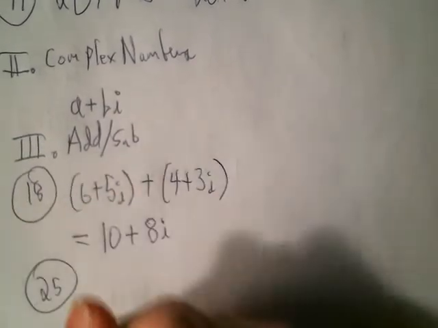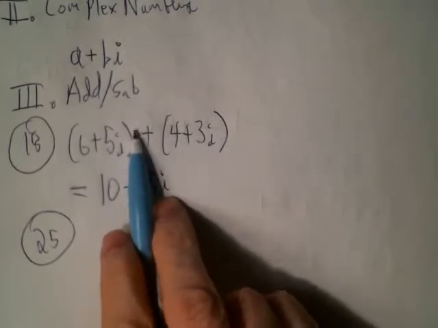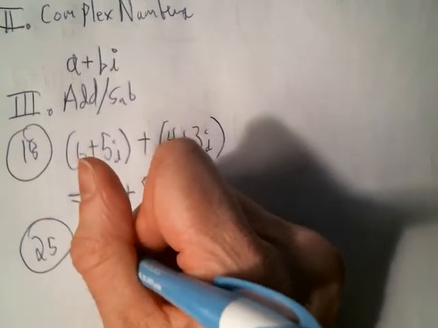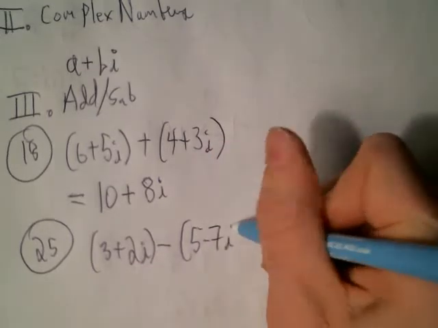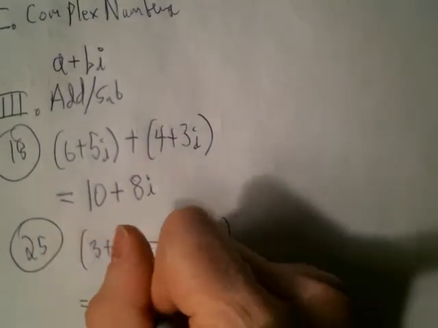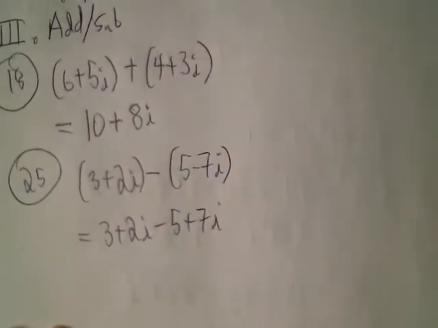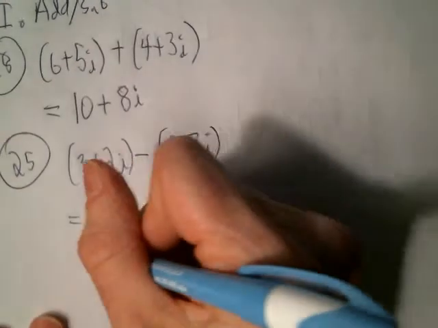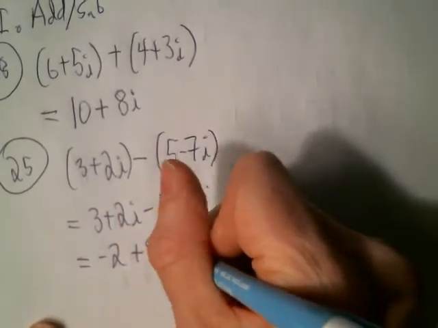To do subtraction of complex numbers, if it has the real and imaginary parts, you have to distribute. Okay, so 25 in particular, 3 plus 2i minus 5 minus 7i. So to pull this off, the first thing you have to do is to distribute the negative. So this will be 3 plus 2i minus 5 plus 7i. 3 minus 5 is minus 2. And then 2i's plus 7i's will give me 9i's.